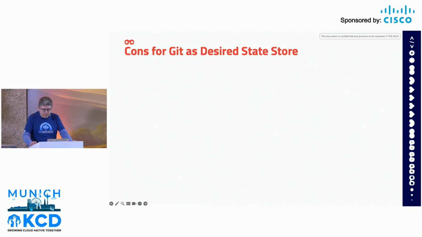When GitOps appeared, Git was the de facto desired state store, but this desired state store can be whatever could apply to the GitOps principles. So it could be something else. You can guess what it is because it was in the title of the presentation.